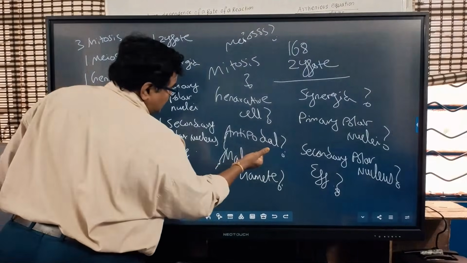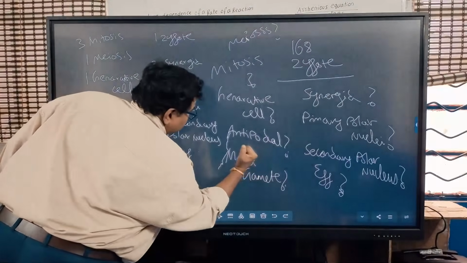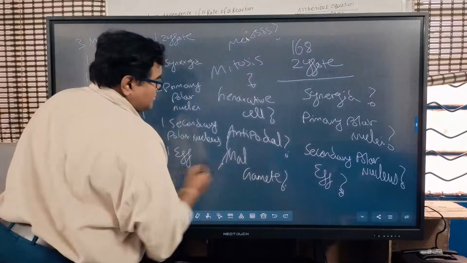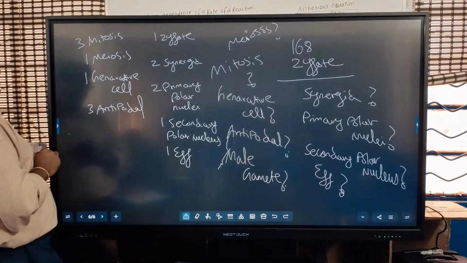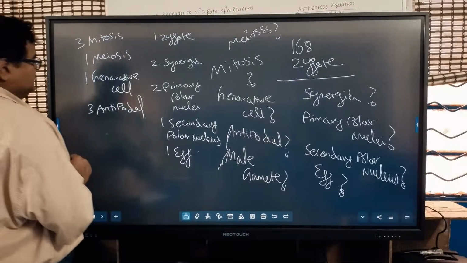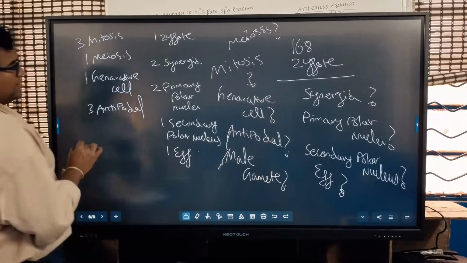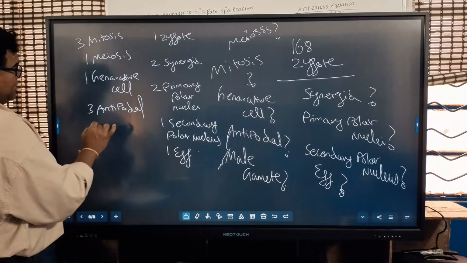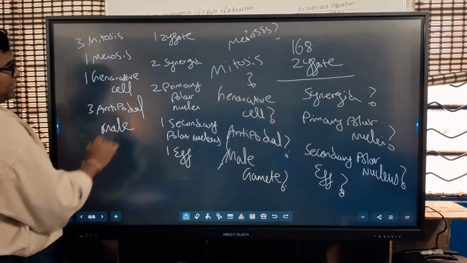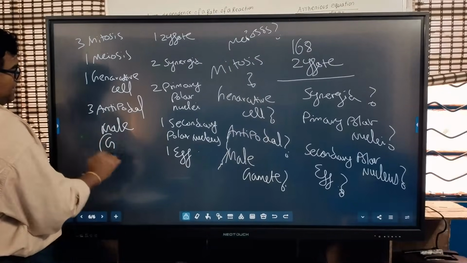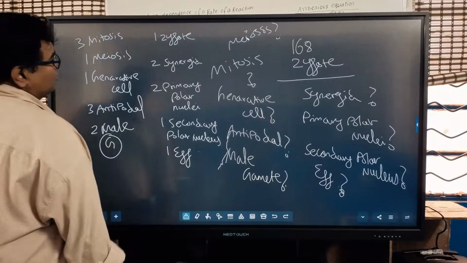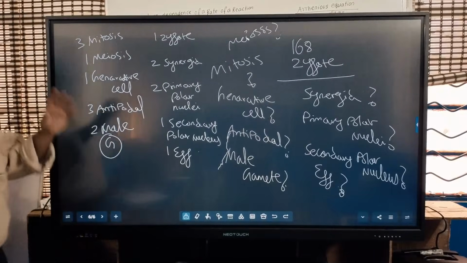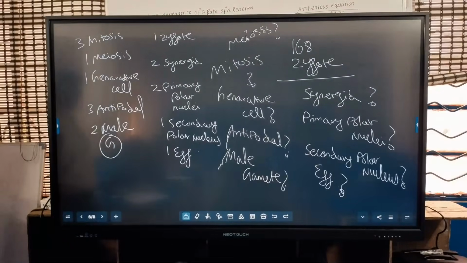In the case of male, we should know, antipodals, I already told you this. And then if you're talking about male gametes, how many male gametes do I require? I require 2 male gametes. This information we need to keep in our mind for solving the question.